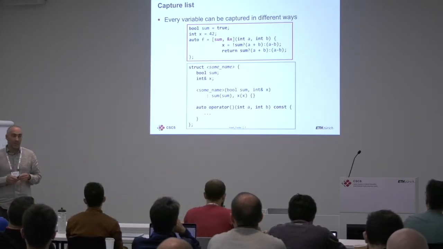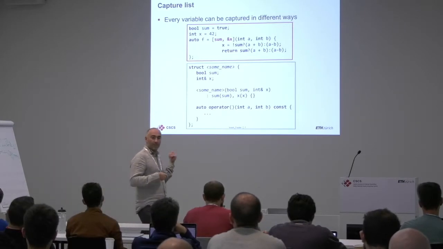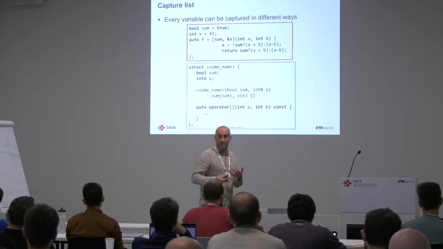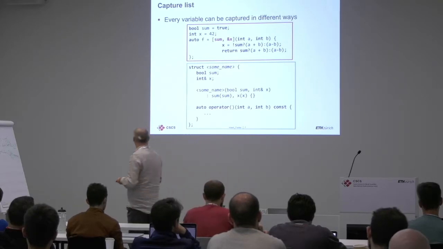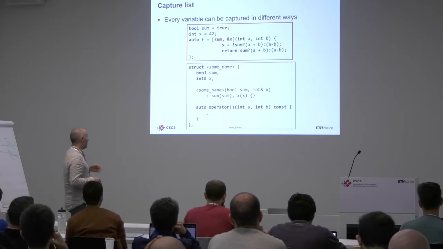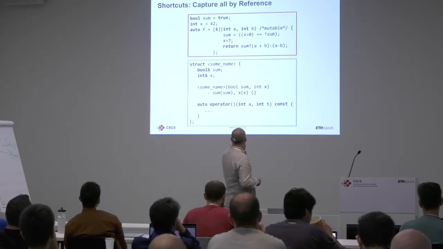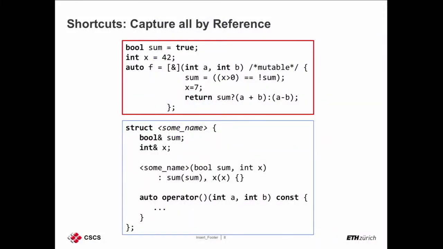Of course, if you take a reference to something, you need to be sure that when you call the lambda, that reference is still active, is still valid. But you can capture. And the mental model follows, basically. Many times, you will just capture everything.